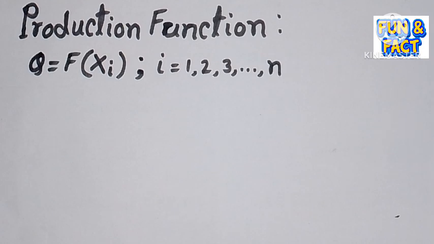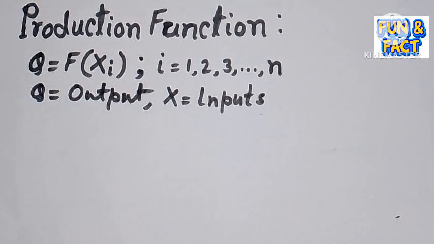Production function is the mathematical or technical relationship between two things. That is, one is output, the other one is input. And in this video, the Q is representing output level or total quantity produced, and X or Xi represents the number of inputs used in the production function.